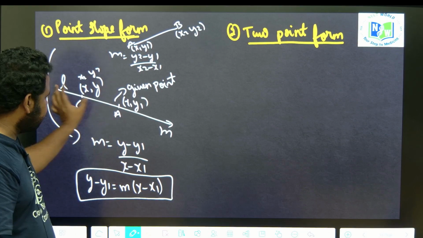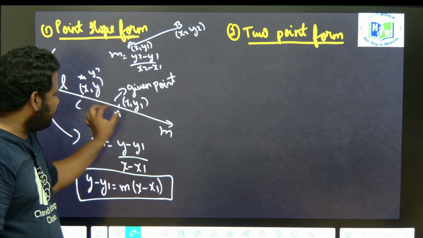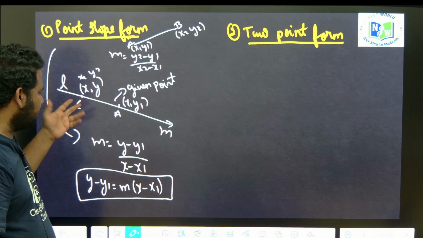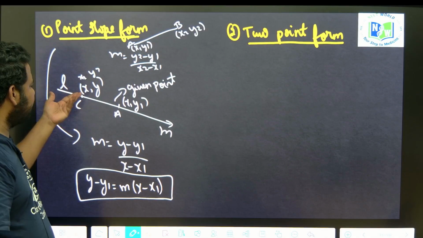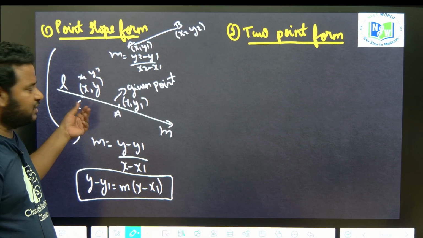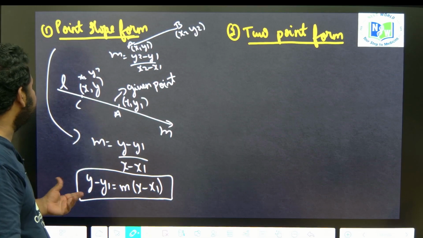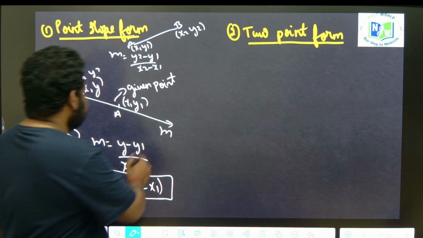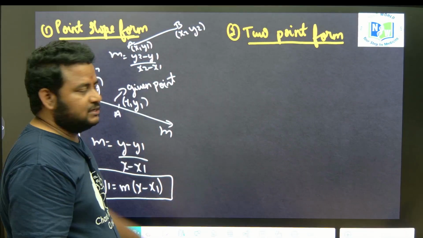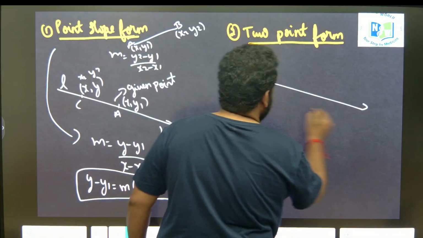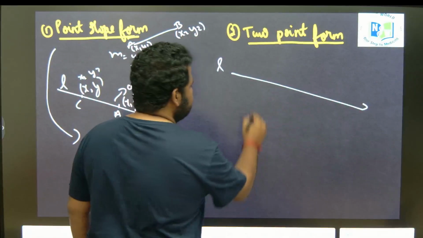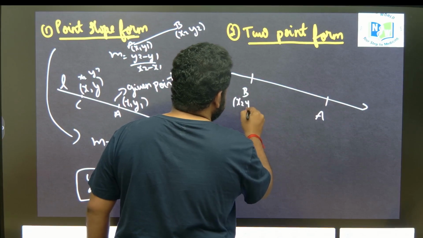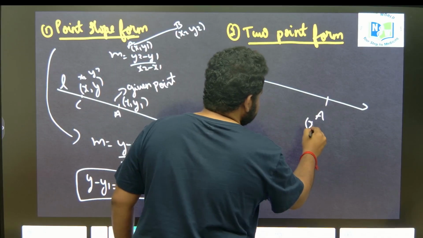Suppose a line L is given whose slope is m and a point A (x1, y1) is given. If I take another random point, its coordinates are x and y, and we can find them using the point slope form, y minus y1 is equal to m into x minus x1. Now suppose another line L is given, but its slope is not given. Instead of slope, two points are given: (x2, y2) and (x1, y1).